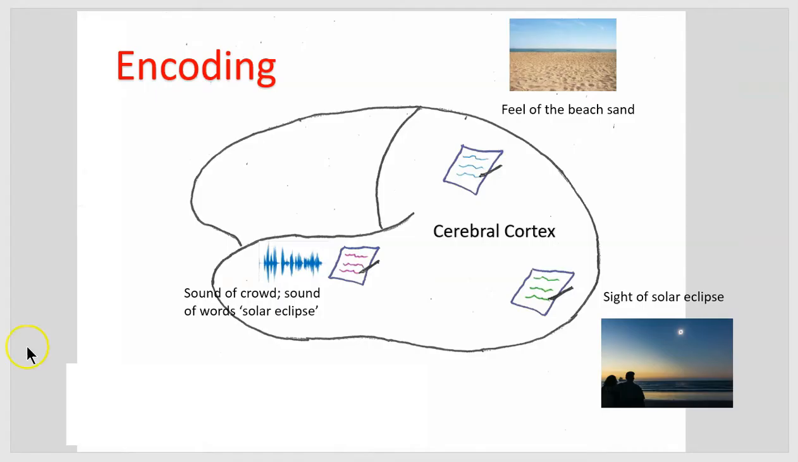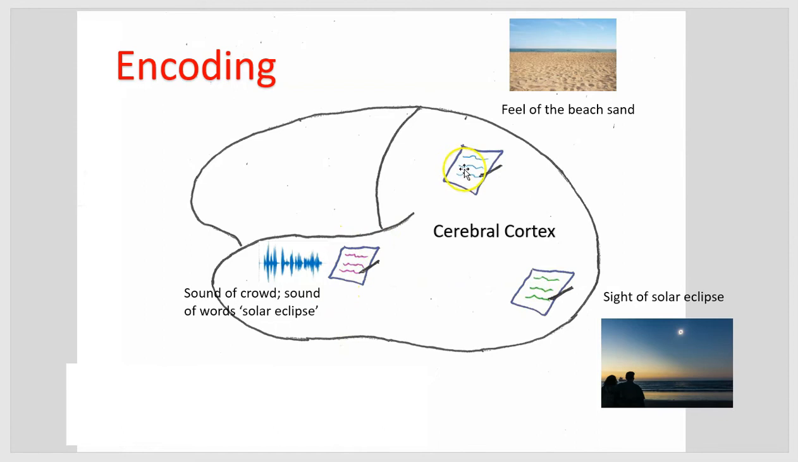So what was happening in the brain? Well, the different sensory areas of the brain were detecting and registering the sensory qualities of the experience. So the feel of the sand on the beach was activating touch areas of the brain. Of course, the sight of the solar eclipse was activating visual cortex, and the sounds in the environment were activating auditory cortex.